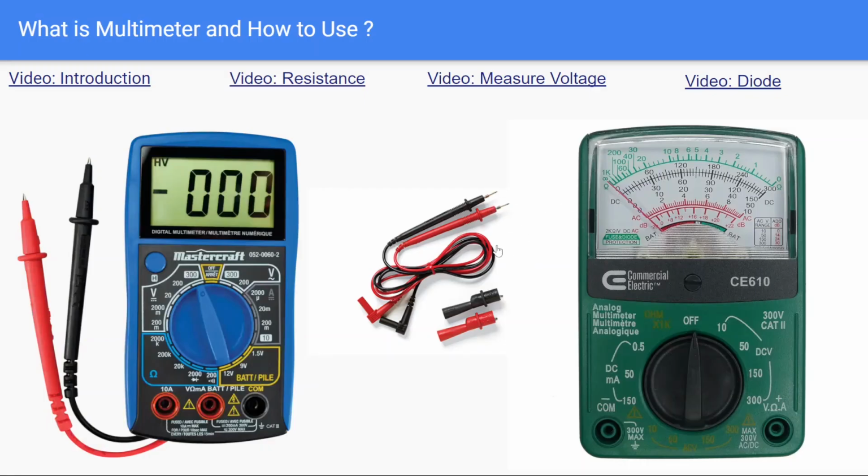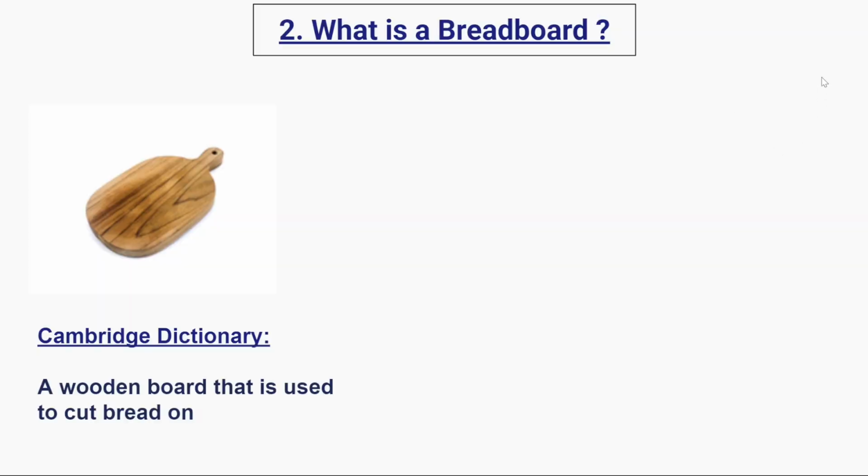So let's go to the next slide. In this slide, we are going to learn basically what a breadboard is.